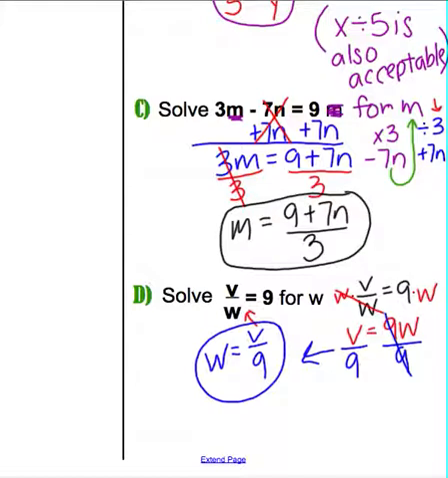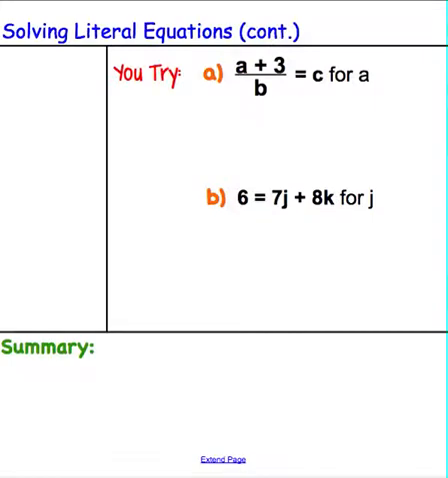So what I need you to do is to go ahead and solve the U-try problems of a plus 3 all over b equal to c for a, and 6 equals 7j plus 8k for j. Please bring any questions, which I have a feeling you will have quite a few of them, and have your summaries written to the best of your ability for Monday. Don't forget, we also have a quiz on Monday.